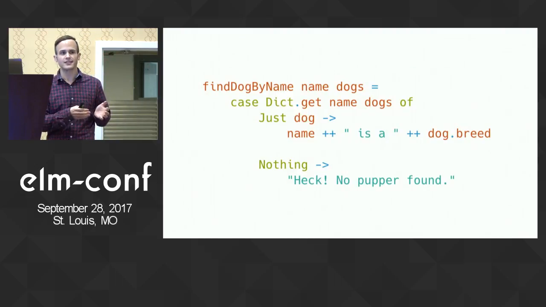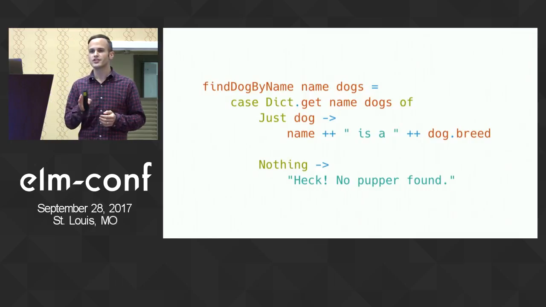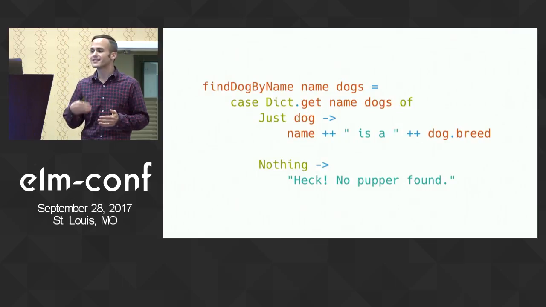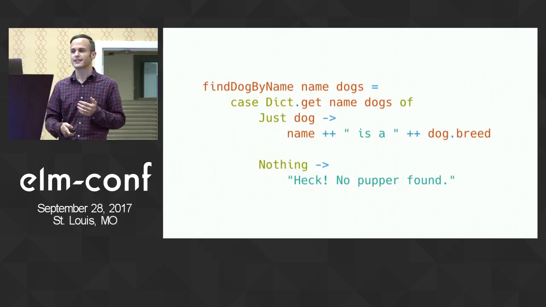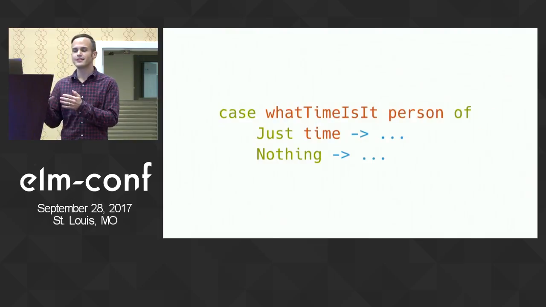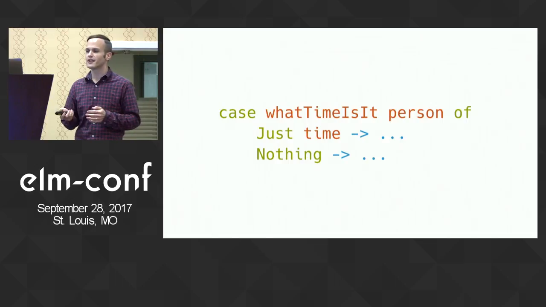Does the dog exist, and can I have it? And now the Elm compiler ensures that only the just branch can access the dog. We can't accidentally access it in the nothing branch because the compiler knows it doesn't exist at that point. So we can apply this same idea of returning maybe with our time analogy.